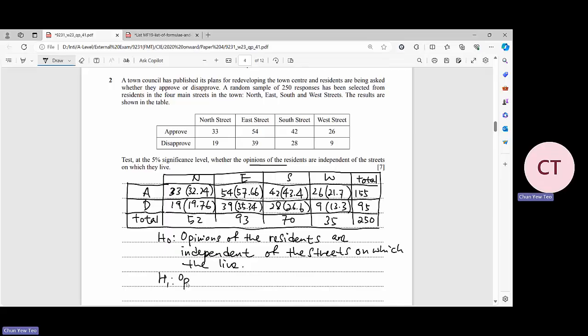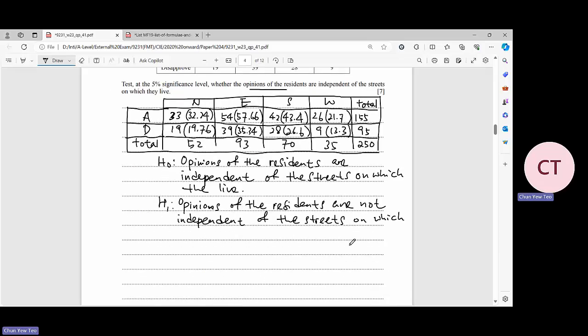Versus the opinions of the residents are not independent of the streets on which they live. Okay, this is the null hypothesis and alternative hypothesis.